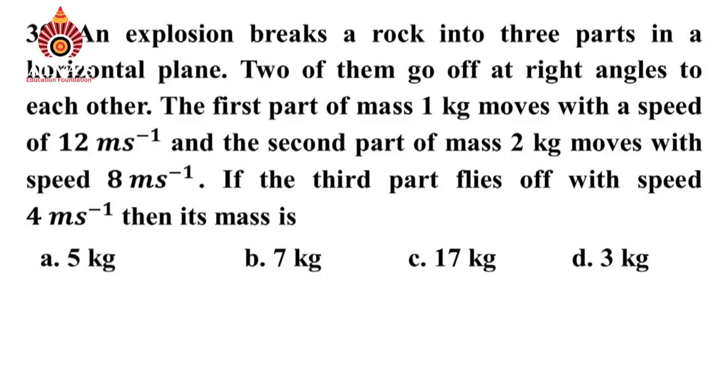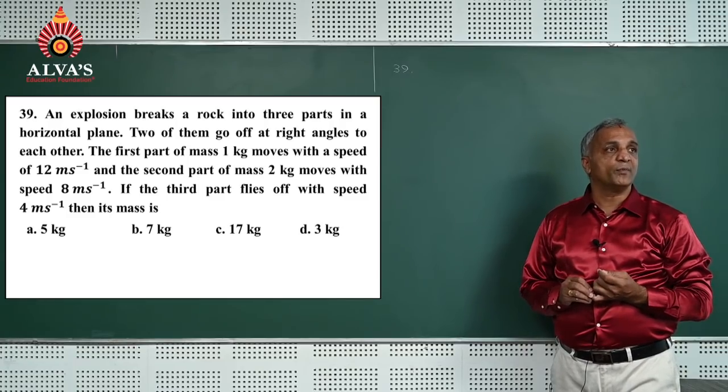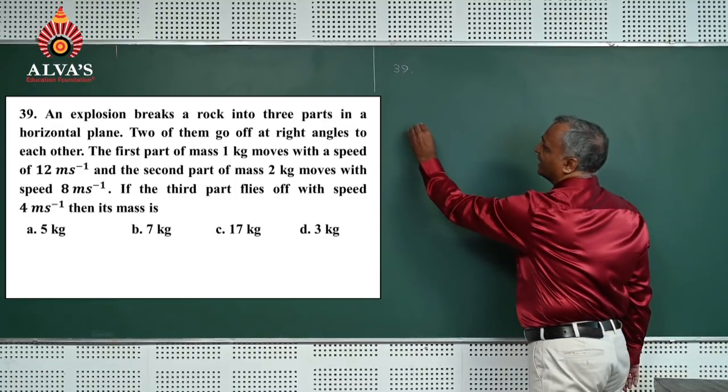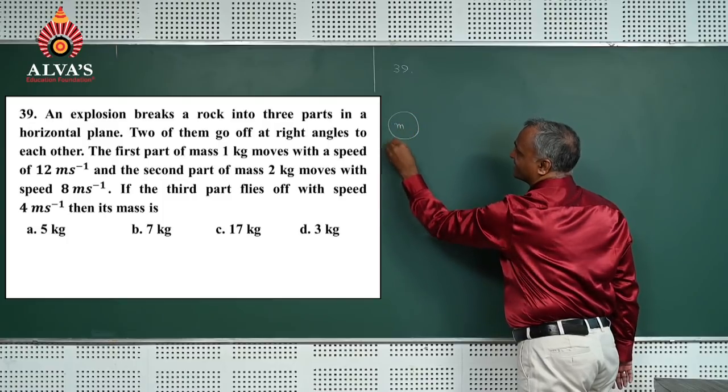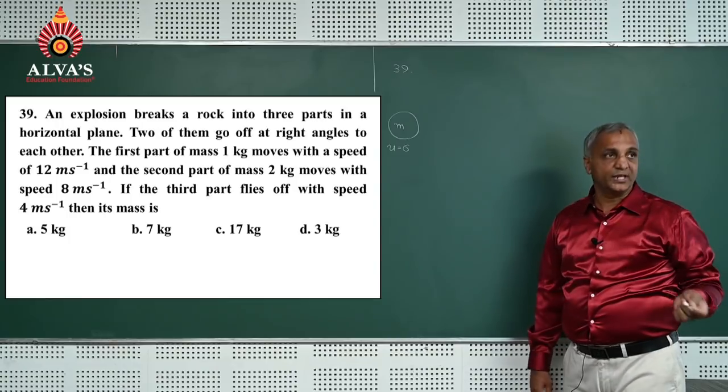39. An explosion breaks a rock into 3 parts in a horizontal plane. 2 of them go off at right angles to each other. The first part of mass 1 kg moves with a speed of 12 meter per second, and the second part of mass 2 kg moves with a speed of 8 meter per second. If the third part flies off with a speed of 4 meter per second, then its mass is. Initially, this body is at rest. Initial velocity is 0.